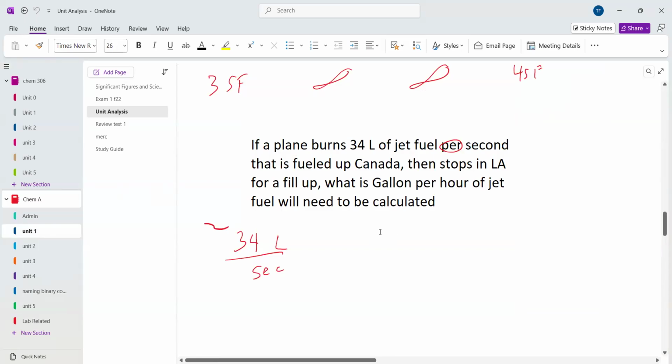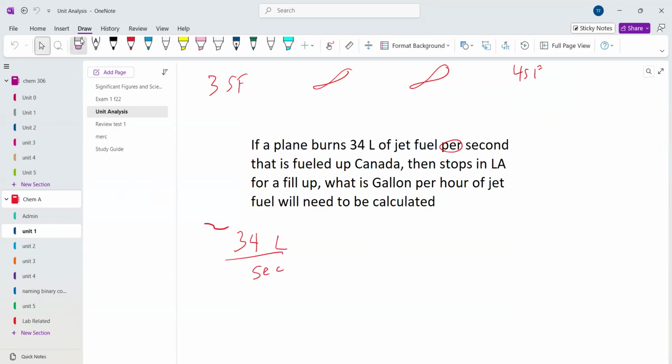Okay, so let's get back to where we left off yesterday. Okay, if a plane burns 34 liters of fuel per second. Now again, the "per" comes up. Per means a fraction. That means it's a conversion factor.